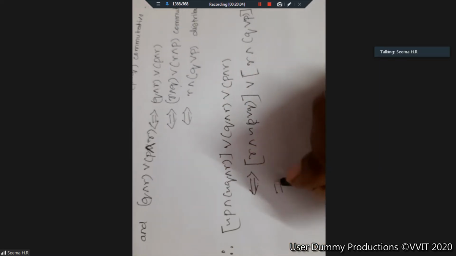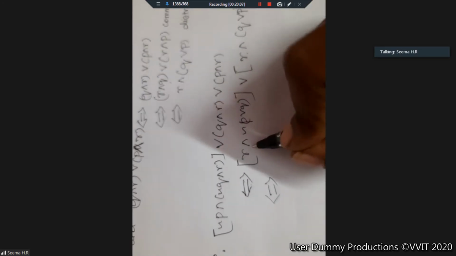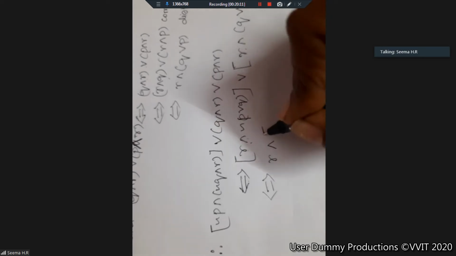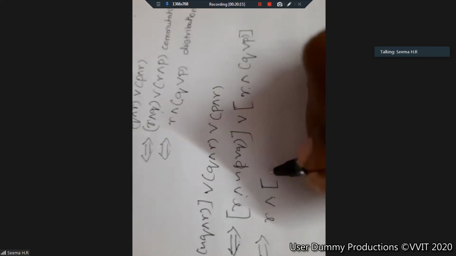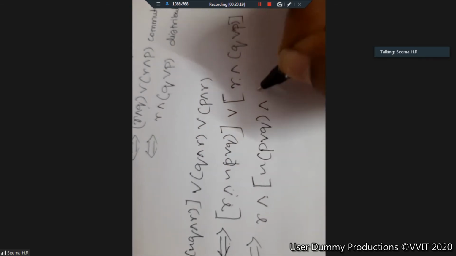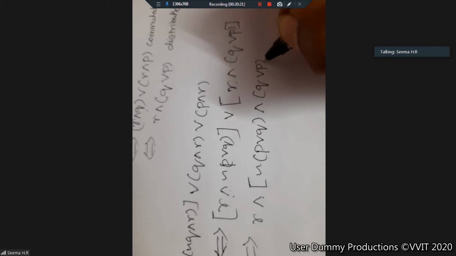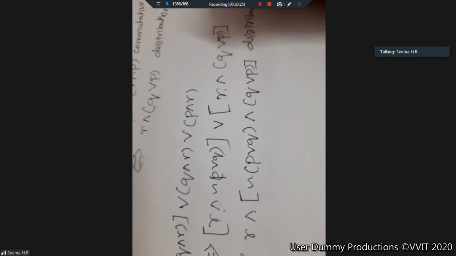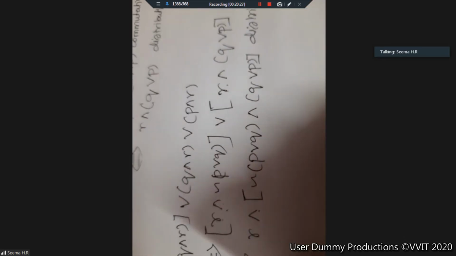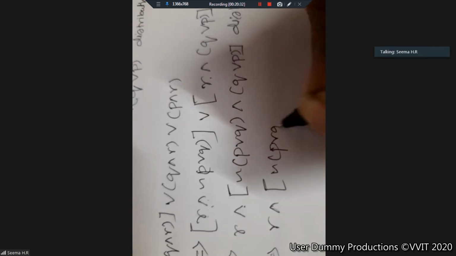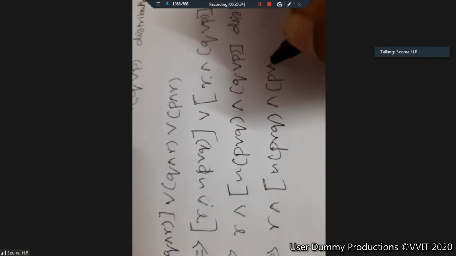Okay, now I will be rewriting this. See here also R is there and here also R is there. So R and can be taken outside and we can write this as PRQ and QRP. Is it okay? This is by distribution. So again, I will rewrite this as R and negation of PRQ and PRQ.